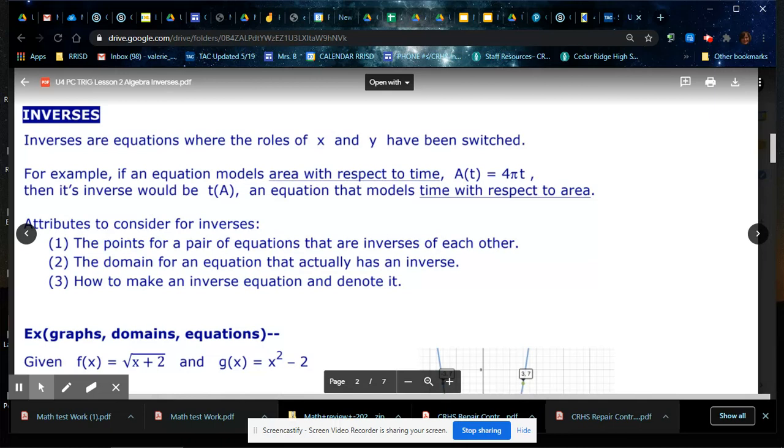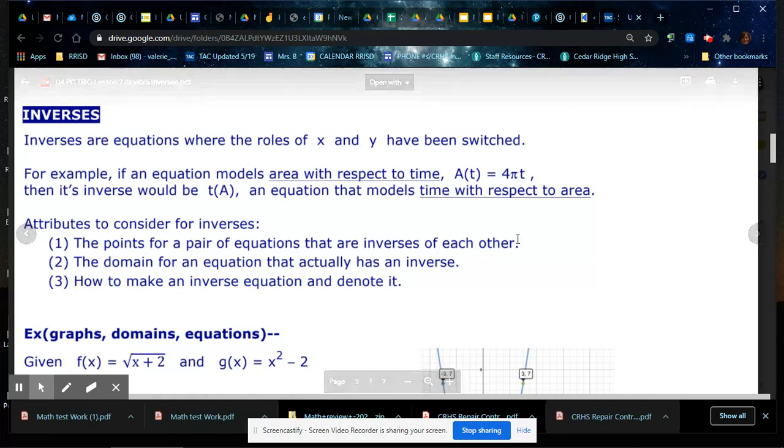So here's some points to consider. We are now going to go into the world of inverses right here. So inverses are equations where the roles of x and y are switched. Okay, so for example, what you might be considering is that pairs of points are inverses of each other.